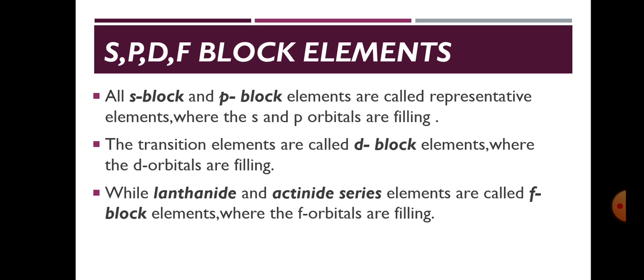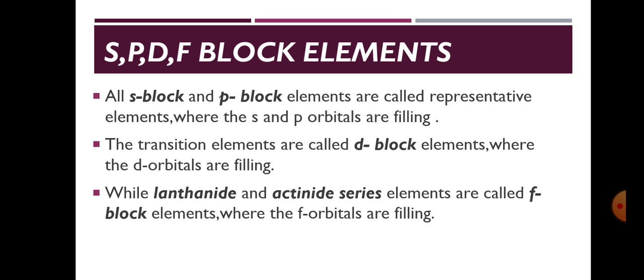Then we can discuss first of all the S, P, D, F block elements. All the S block and P block elements are called the representative elements. Now what are the S block and P block elements? It means that the S and P orbitals are filling, that is, the electrons are filling the S and P orbitals.